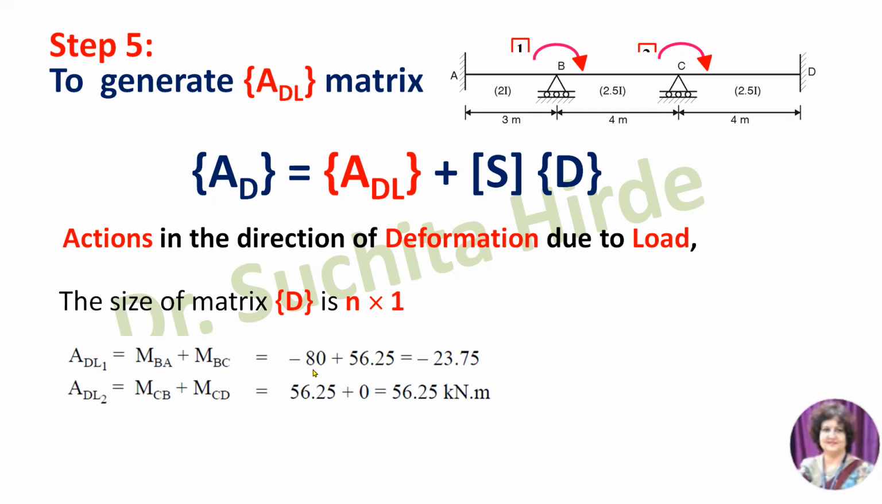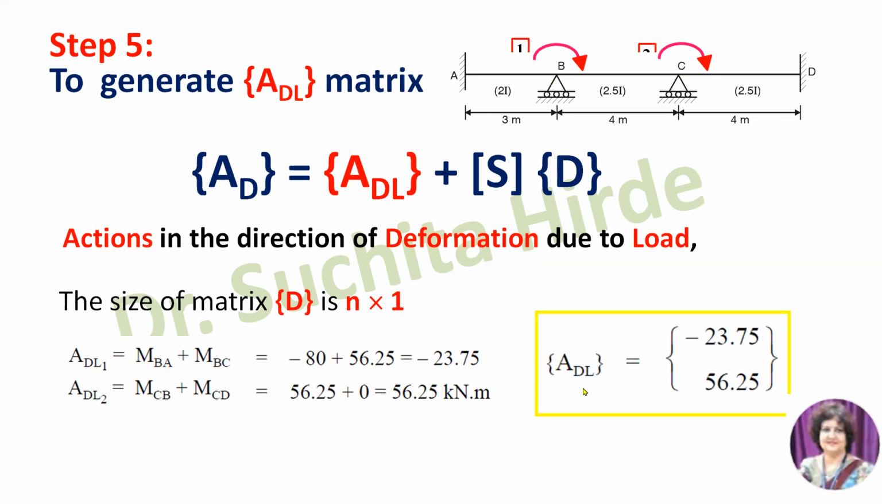So if you substitute the values of fixed end moment due to sinking of support, as you know that MFCD is 0 here. If you substitute the values of fixed end moment and calculate, you will get minus 23.75 and 56.25. So the ADL matrix is like this, minus 23.75 and 56.25. This is the action in direction of 1 at B, and this is the action in direction of 2, that is at C. So this is how we form the ADL matrix.